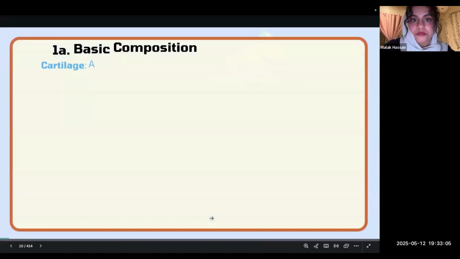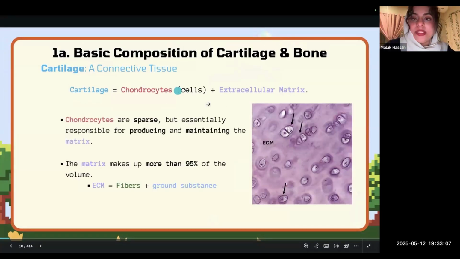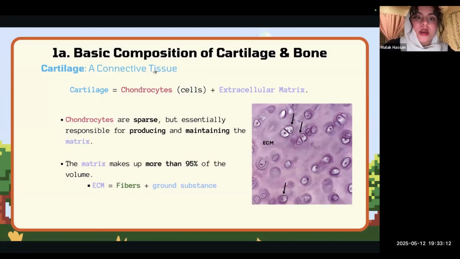Now, what is the basic composition of cartilage and bone? Let's talk about cartilage first, okay? Cartilage is a connective tissue. So like we said, like all other connective tissues, it's going to be made up of cells and extracellular matrix. Specifically, the cells here are going to be chondrocytes, all right? And extracellular matrix. Now, if we look at this image here, you'll see that most of it is actually matrix. So more than 95% is the matrix, okay?